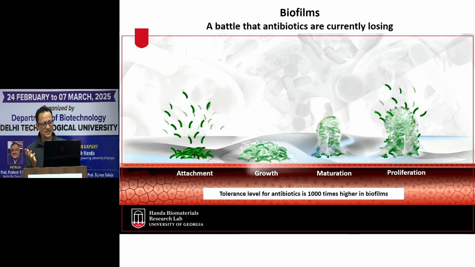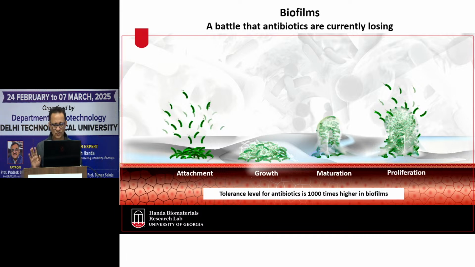EPS, extra polymeric substance, which is protecting bacteria. And the problem is now you have to give 1,000 times the dose of antibiotics because they are not penetrating those biofilms. And bacteria is learning how to not die with that antibiotic. They are getting resistant to those antibiotics, right? So all these challenges are right now there.